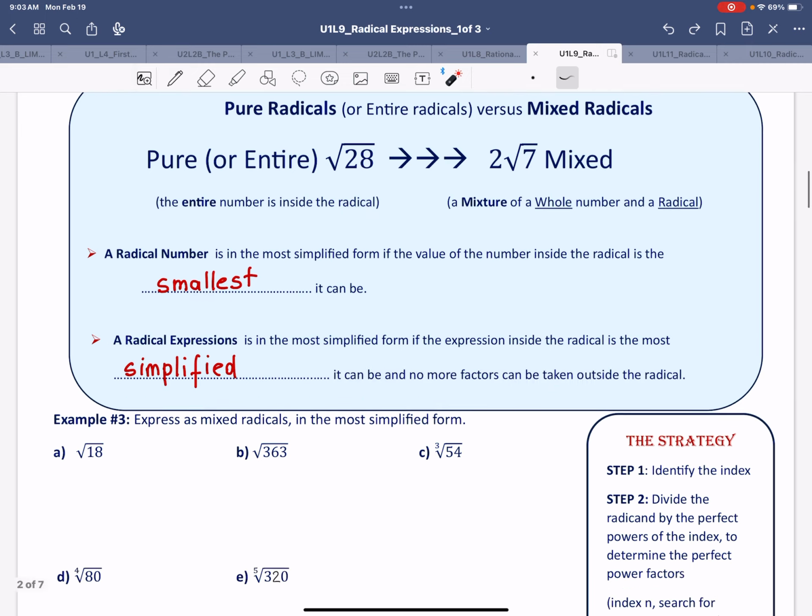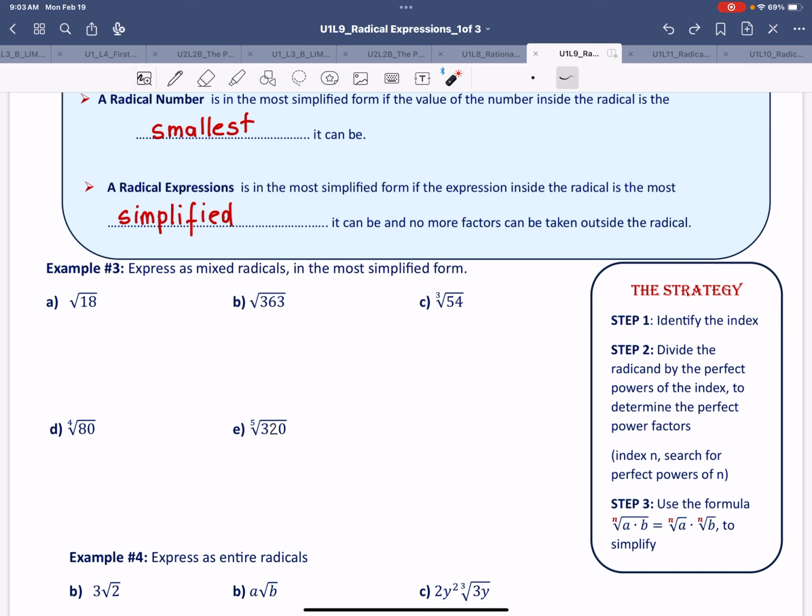So let's take a look at some examples to see what that means. We have to express the given numbers in here. As you can see, they're all entire or pure radicals in the most simplified form, which means that all the numbers inside the radical, or the radicands, must be reduced to the smallest possible. That would be the correct word.